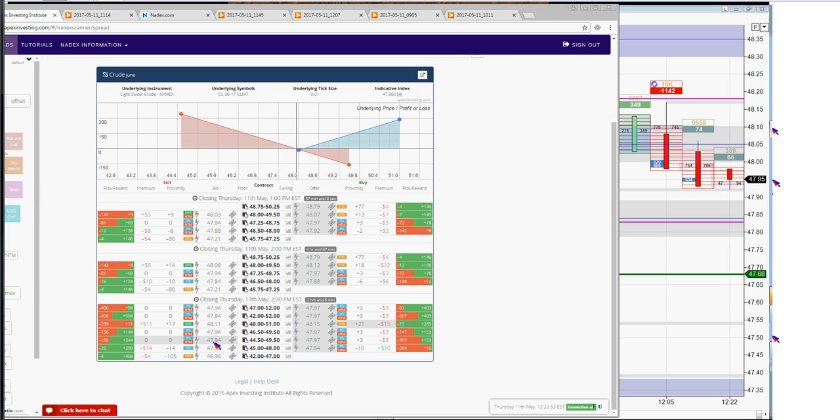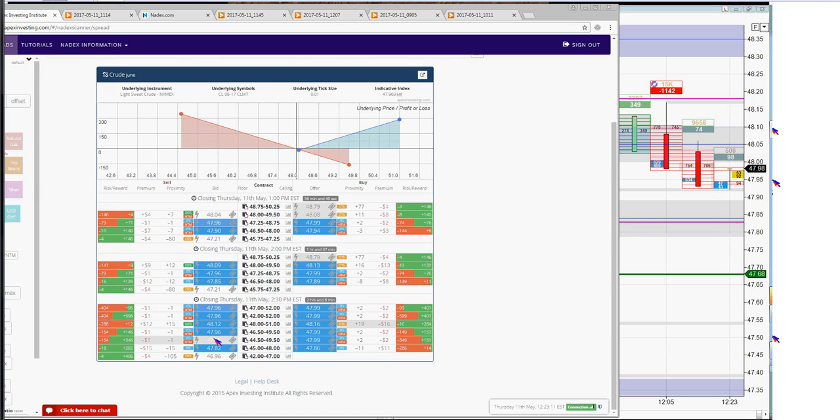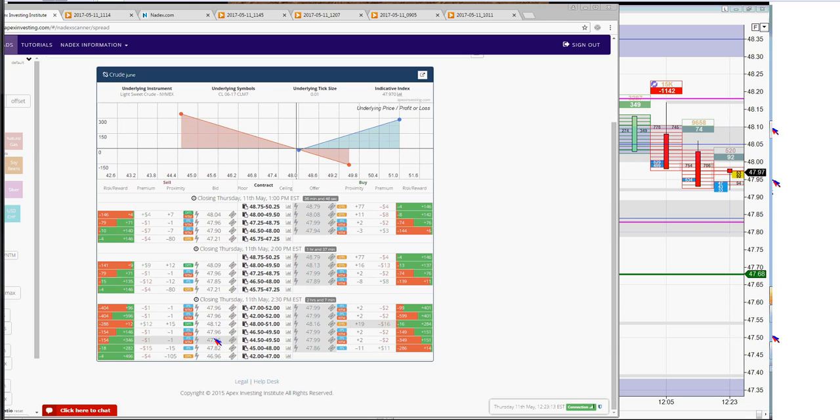So, was that 19 ticks? About 200 bucks. So you subtract the offer of the one you bought from the bid of the one you sold. The offer of the one you bought, the buy price, from the bid of the one you sold. And you get your risk on the hedge. Does that make sense?